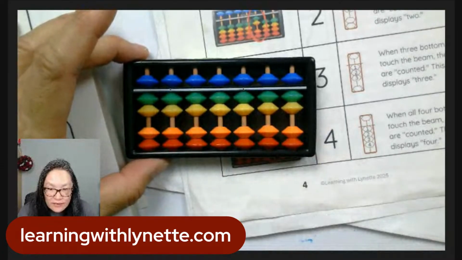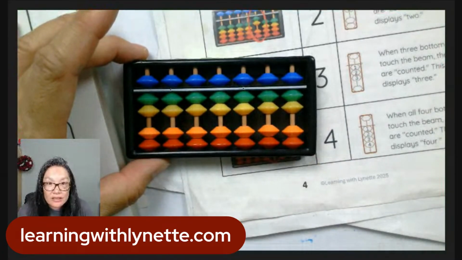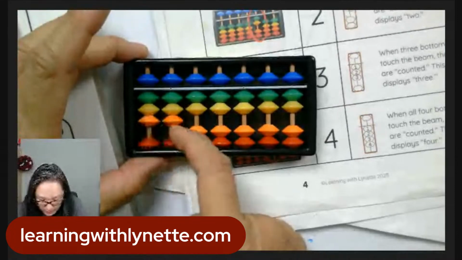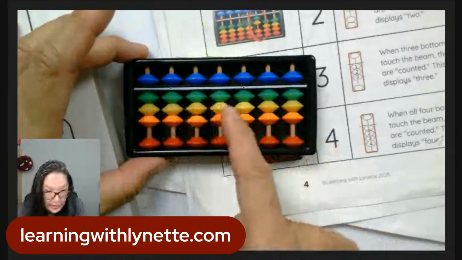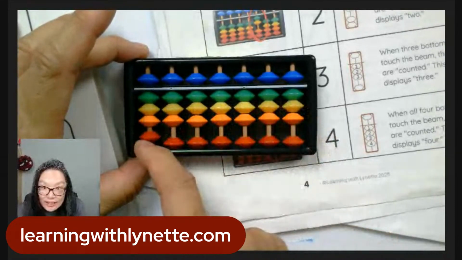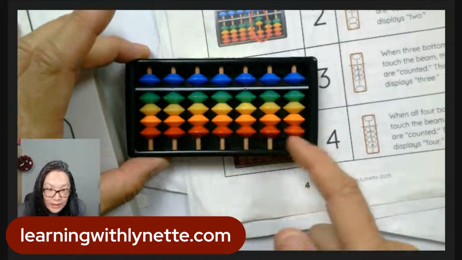These are all sevens. 7, 7, 7, 7, 7, 7, 7. Cool? Make sense? And then 8. Easy. 8, 8, 8, 8, 8, 8, 8, 8, 8. And then 9. 9, 9, 9, 9, 9, 9, 9, 9.